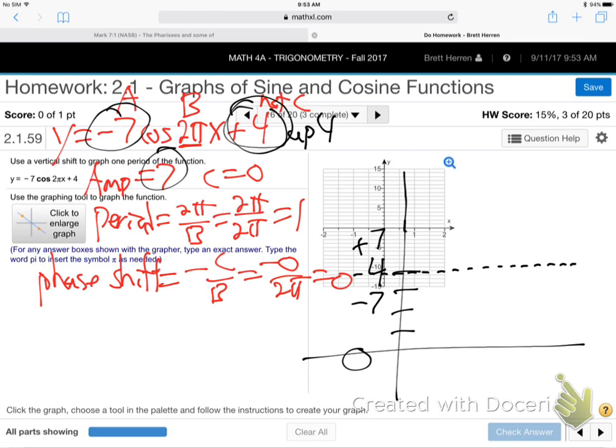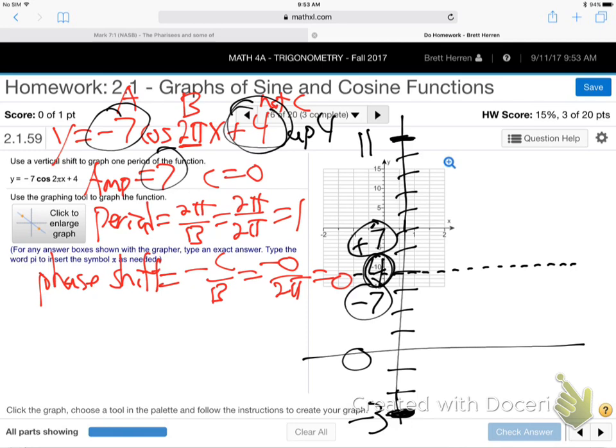So you add 7, you're up at 11. 5, 6, 7, 8, 9, 10, 11. So there's the top, 11. And subtract, 4 minus 7 is negative 3. 1, 2, 3. Negative 3. So I go up to 11, down to negative 3. Again, I got that by adding 7 and subtracting 7 from the 4. Everybody with me on that? So I took the midline of 4, the vertical shift of 4, and then I add 7, subtract 7, because that's the amplitude.